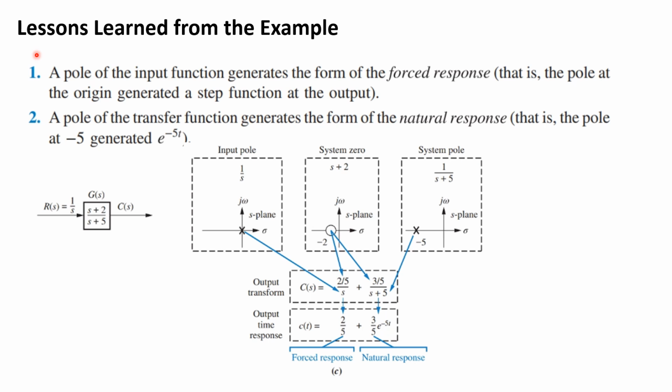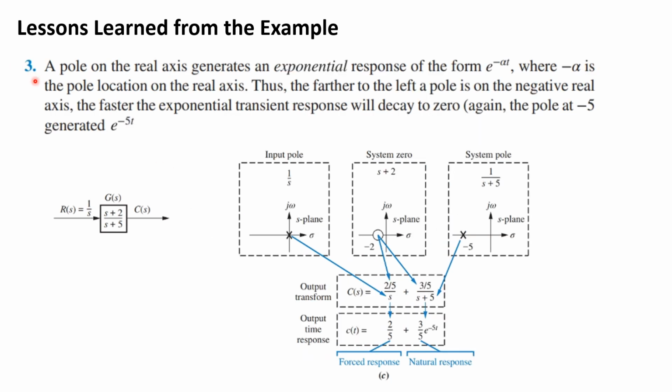So what are some lessons we learned from this example? Well, first, a pole on the input function generates the form of the forced response. In other words, the pole on the input function, which is 1 over s, that's the 0, generated the forced response. You got the 1 over s value. Secondly, a pole of the transfer function generates the form of the natural response. So in other words, the pole at minus 5 generated e to the minus 5t. So here was a pole on the s-plane of the transfer function that generated e to the minus 5t.